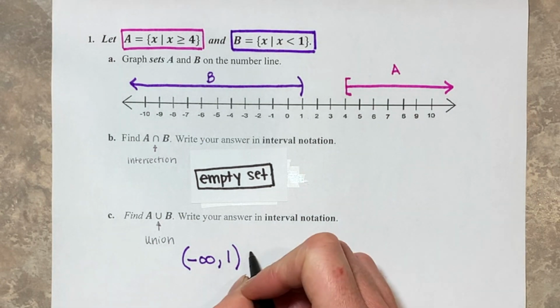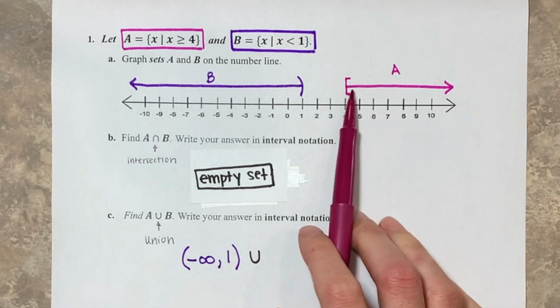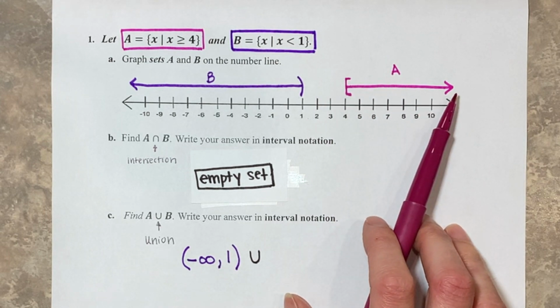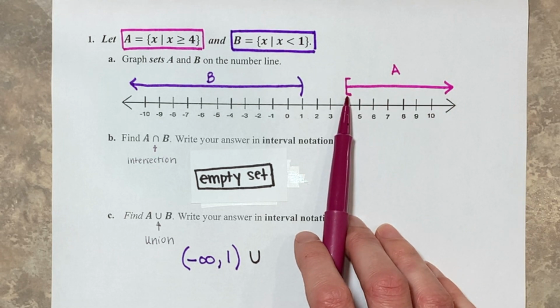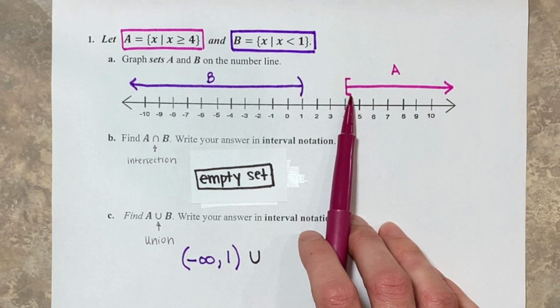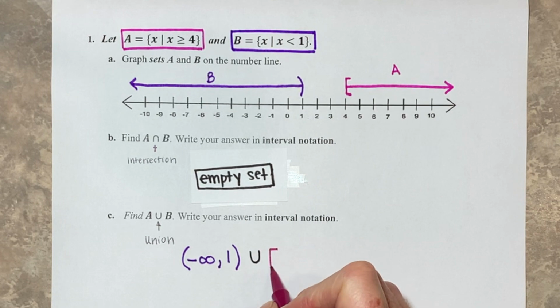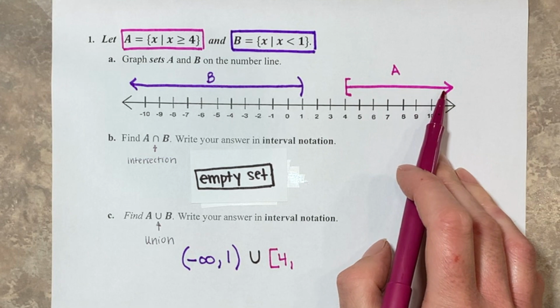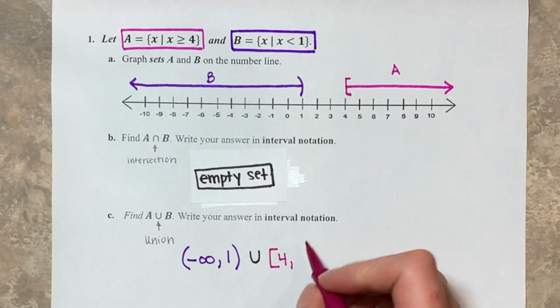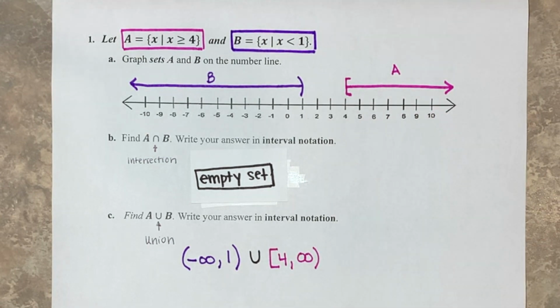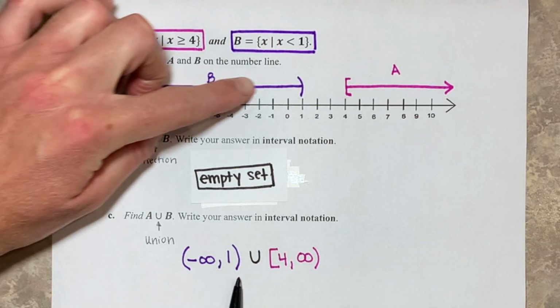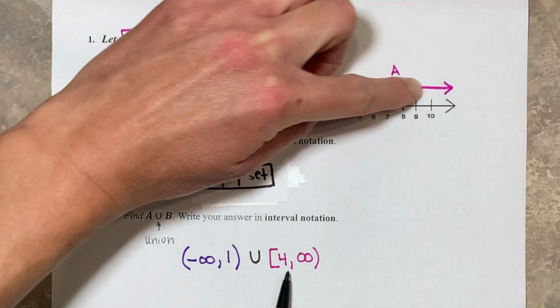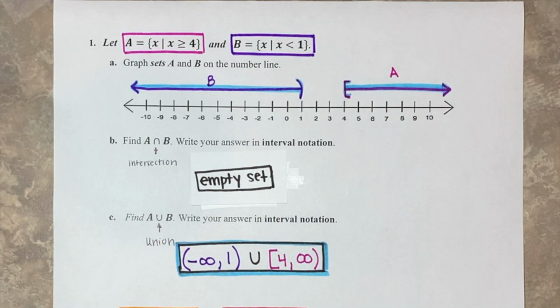Then we're going to use this union symbol, and then we're going to describe all of the elements in set A using interval notation. So with interval notation, we start with the lowest number in the set, which is 4 in this case. And since there's a bracket at 4, we'll use a bracket in our interval notation. And then we put a comma, and then we list the highest number in the set, which would be positive infinity. So again, for the union, you just list all of the elements in both sets. Here we listed all of the elements in set B, and here we listed all of the elements in set A. Let's try another example.